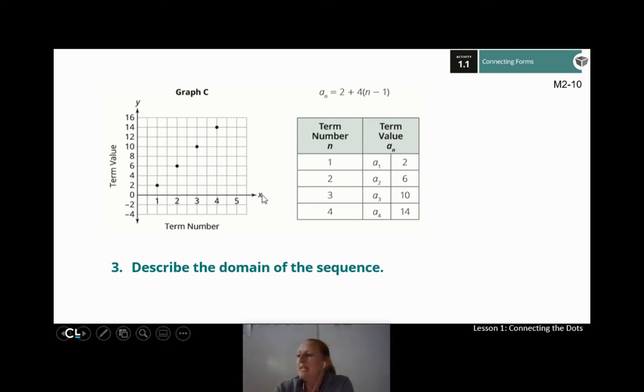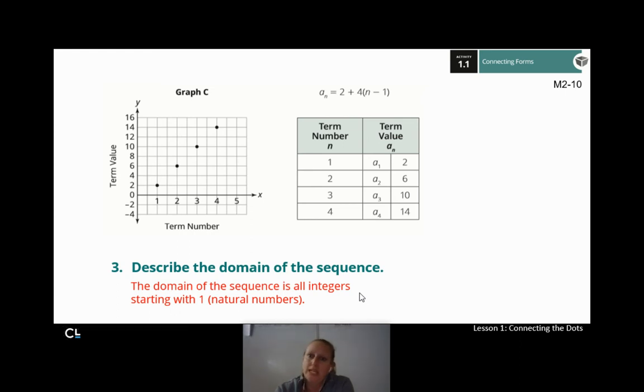So the domain is all my possible X's, and it looks like I've got 1, 2, 3, 4, which means if I kept going, I'd have 5, 6, 7, 8. So I'm going to say the domain of the sequence is all integers starting with 1, also known as the natural numbers.